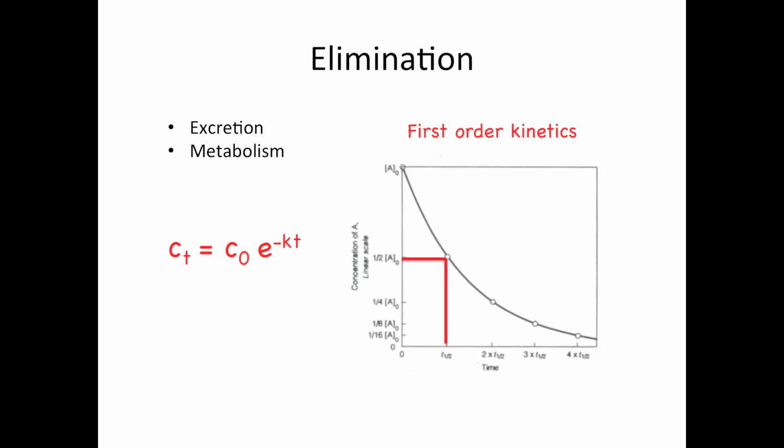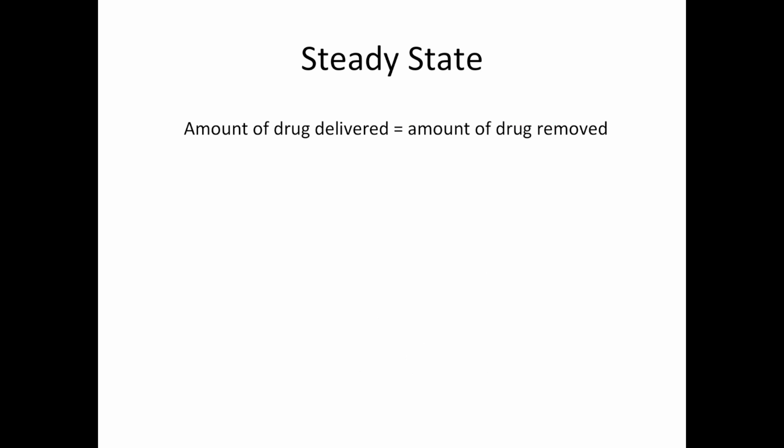So if we now look back at our concentration time graph, we can see that the rate of fall of the concentration is determined by K, the elimination rate constant. And K is numerically the ratio of clearance to volume of distribution. Next we will discuss steady state.